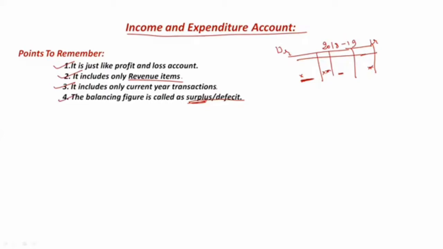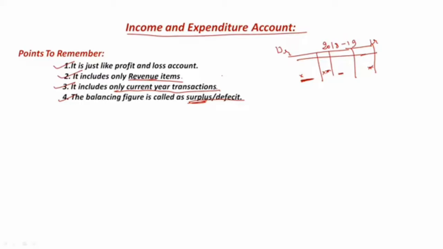Basically, two points are very important which you have to remember: it only includes revenue items, and it only includes current year transactions. If you keep these two points in your mind, then it's very easy to prepare income and expenditure account. This is the trickiest part in the full accounting for non-profit organization. Other than that, receipts and payments account is very easy, and the balance sheet, you have done many times, you all know it very well.